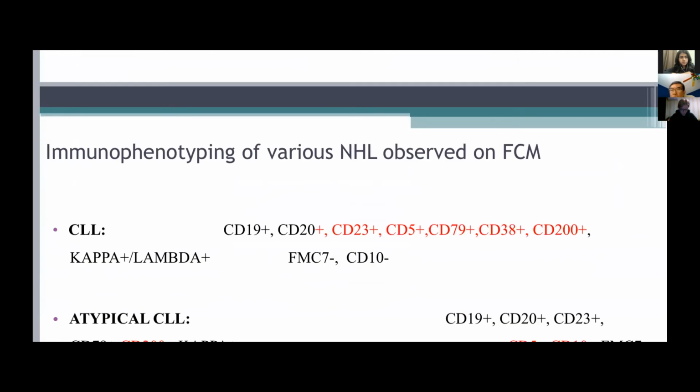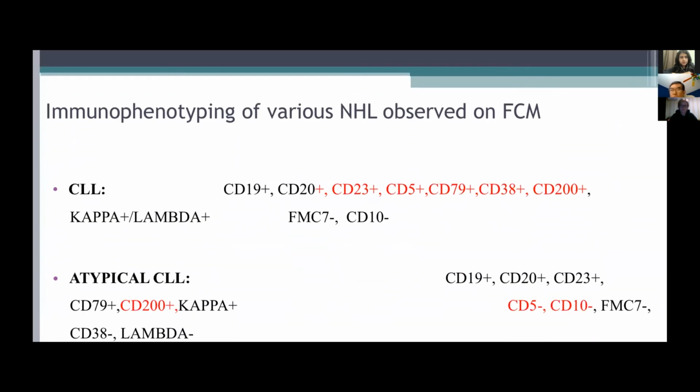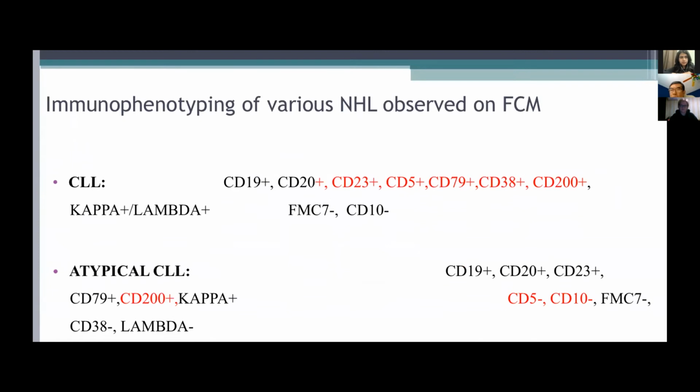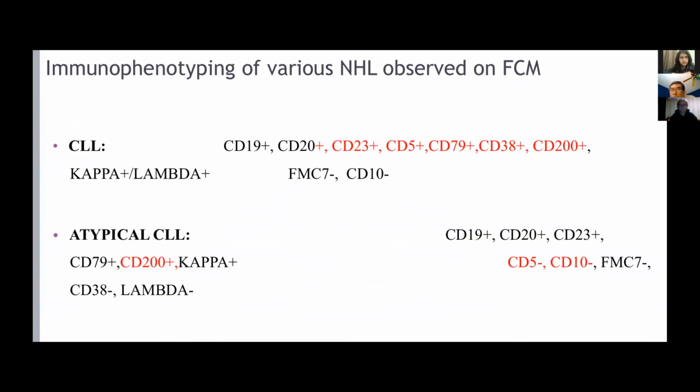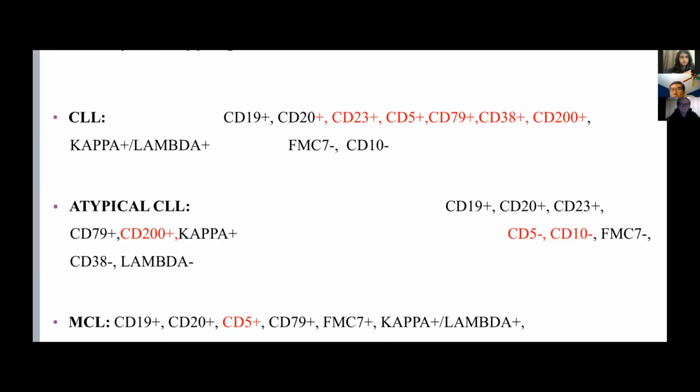Okay, distribution of the cases on flow cytometry. This was the distribution. The majority of the cases on flow cytometry comprised CLL, and this was the immunophenotypic expression of the CLL cases in our study. Positive for CD19, CD20, characteristic classical presentation, CD23 positive, CD5 positive, CD200 positive. And all the cases in our study were positive for CD38, negative for FMC7 and CD10. They were either kappa positive or lambda positive.